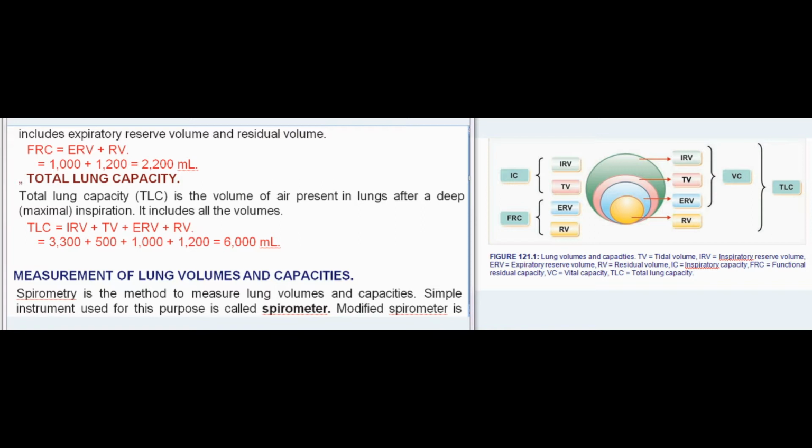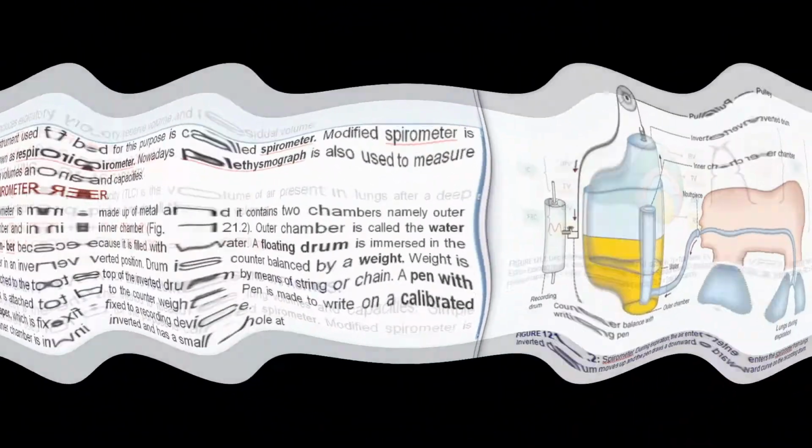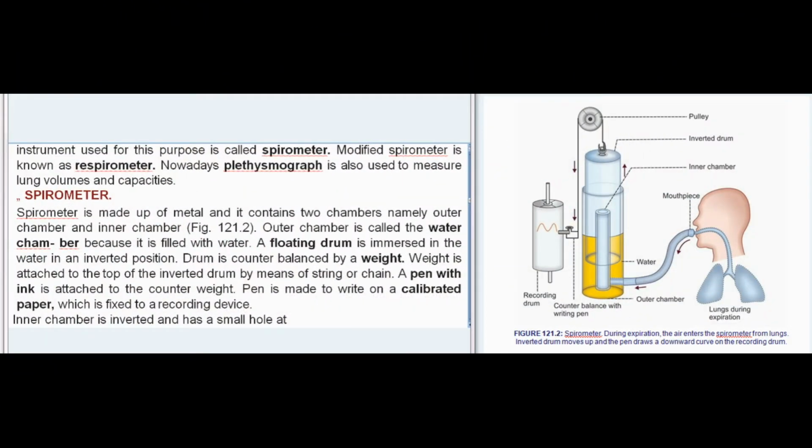Measurement of lung volumes and capacities. Spirometry is the method to measure lung volumes and capacities. Simple instrument used for this purpose is called spirometer. Modified spirometer is known as respirometer. Nowadays plethysmograph is also used to measure lung volumes and capacities.